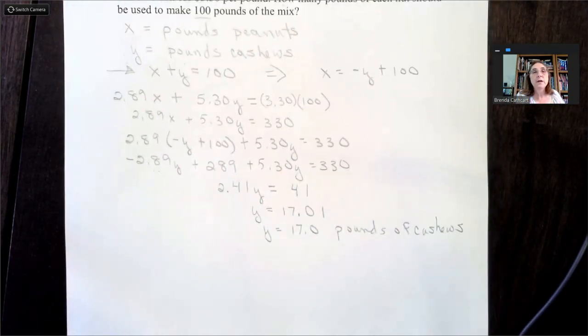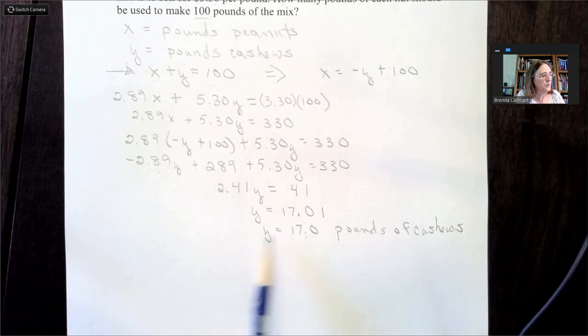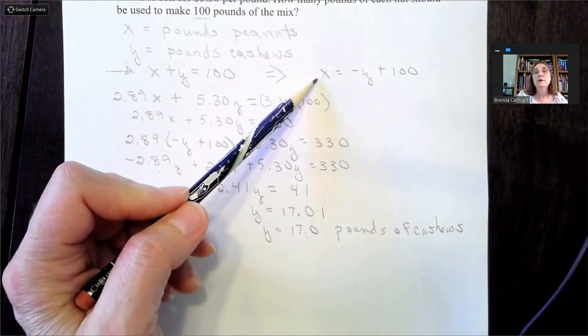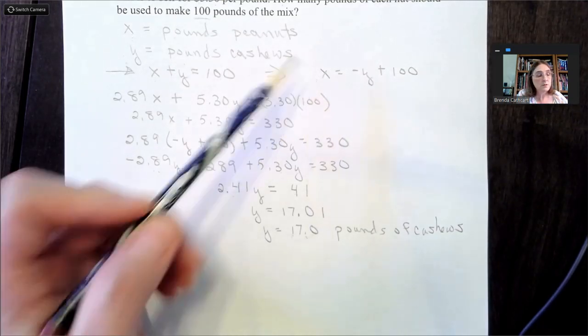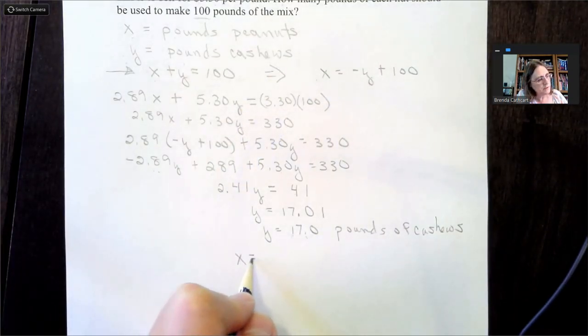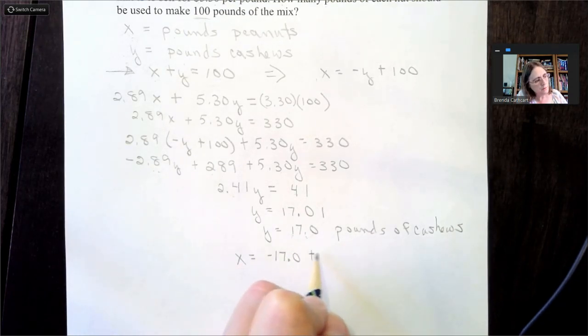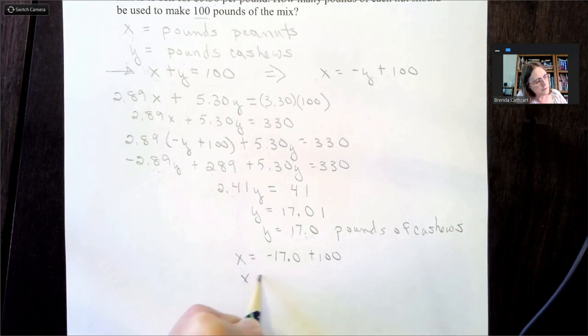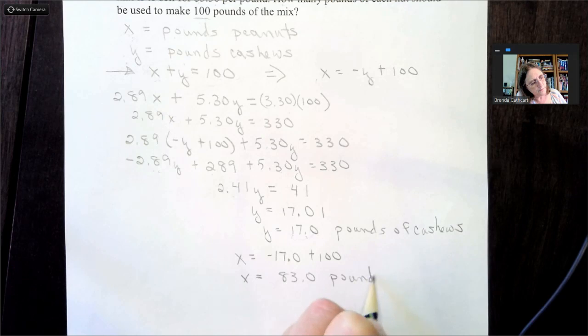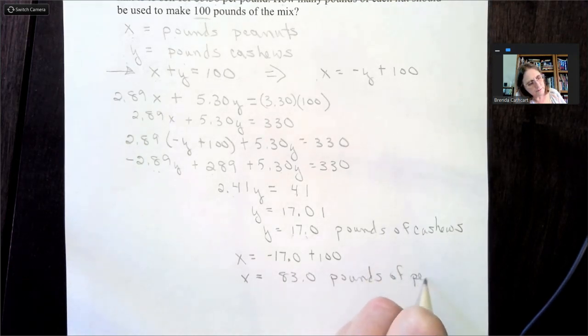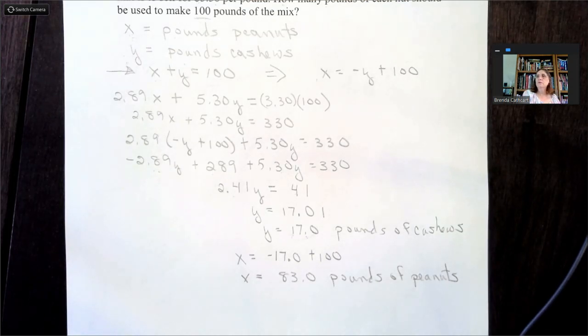To find the pounds of peanuts, we're just going to take our value for y, substitute it back into one of our equations, and the equation that's already solved for x is the easiest one to use. So we have x equals negative y plus 100, so negative 17.0 plus 100 gives us x equals 83.0 pounds of peanuts. And that's a quick review of solving linear systems of equations.